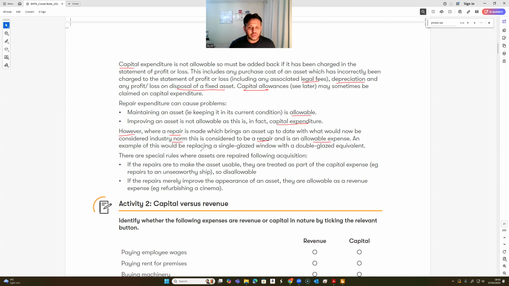An example of this would be replacing a single glaze window with a double glaze equivalent. If you do that, it is an industry norm. Everyone has double glaze, so you have to do it. For that reason, it is an allowable expenditure.